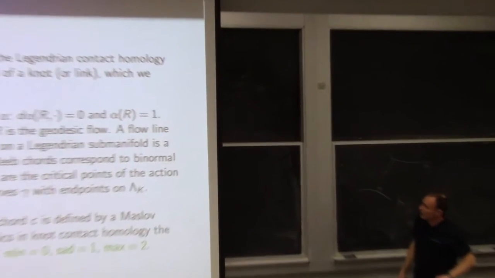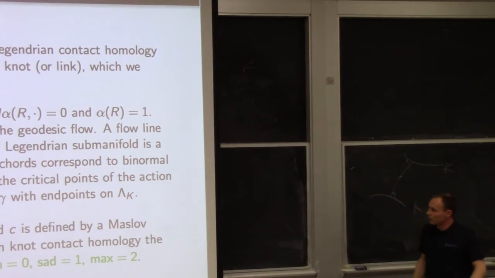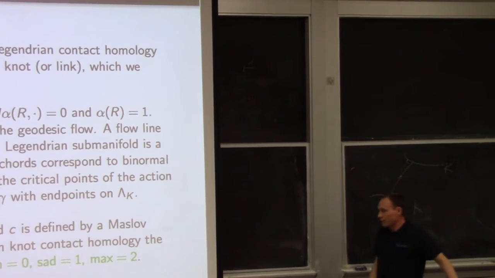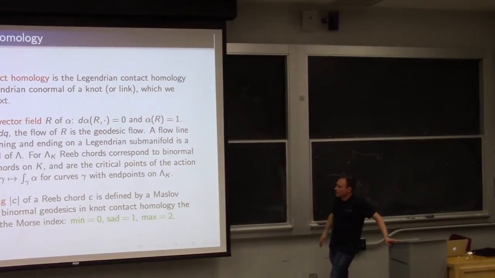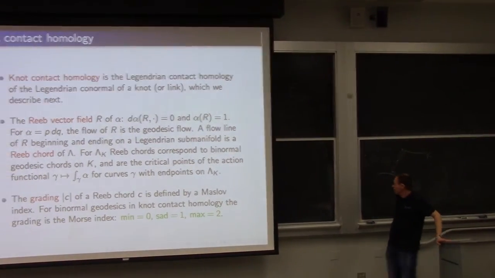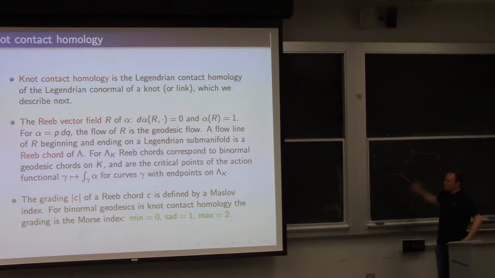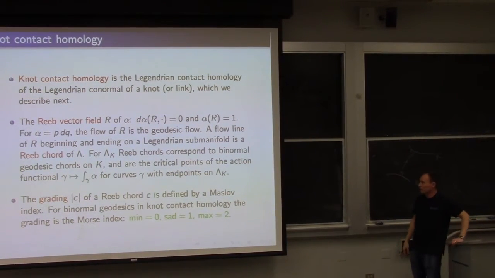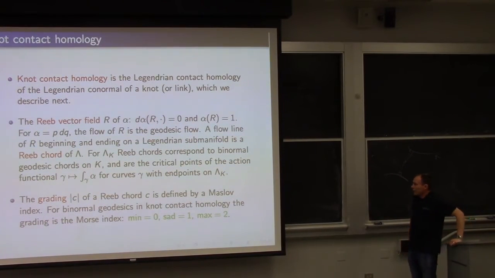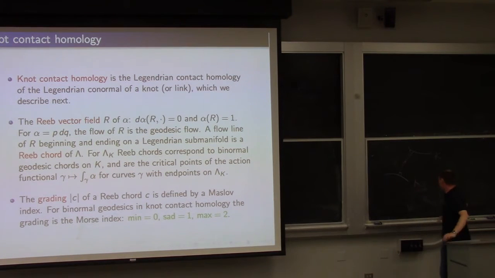In fact, the complex won't quite be a complex, but a graded algebra, it turns out. The grading of these Reeb chords, which are like the critical points or the double points in Lagrangian Floer theory, is by a Maslov index, but here it's a simple story. The grading is just equal to the Morse index of these geodesics, right?